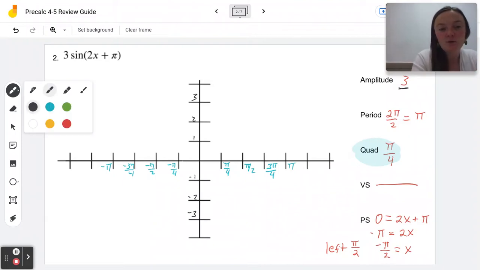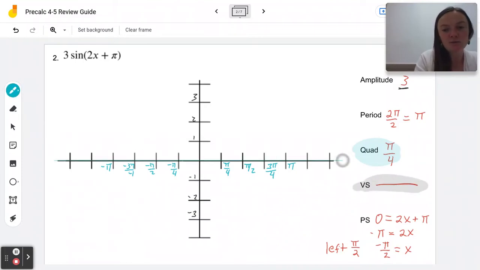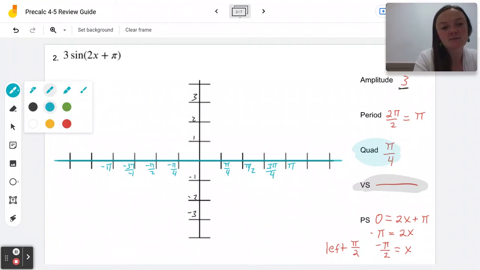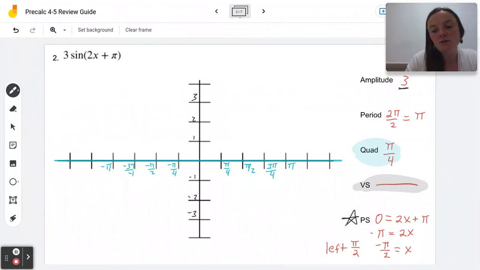Okay, so let's go ahead and go on to our next most important piece of information. We went over the quadrants. The next thing is the vertical shift. That's the next most important. There is no vertical shift, so we can assume that the midline is the x-axis. Okay, so that one's done. Let's move on to another important piece of information, which is going to be the phase shift or the period shift. What we're going to do here is we need to move left pi over 2.